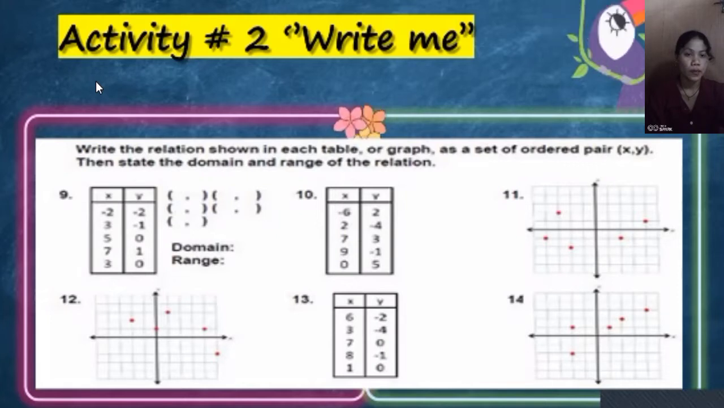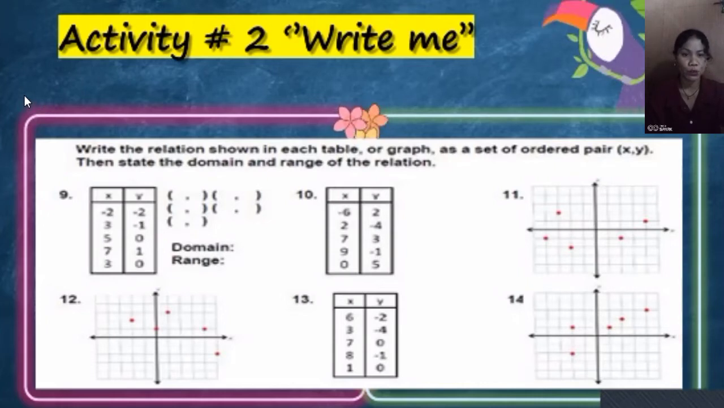All you have to do is get the ordered pairs of each problem, and then state the domain and the range of the relation. Okay, it's enough. Please send your answer, and then we are going to discuss the solution of this activity. So for number 9, x, y, the domain and the range.